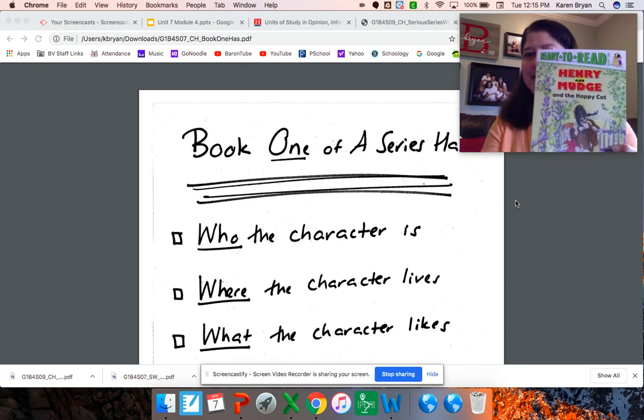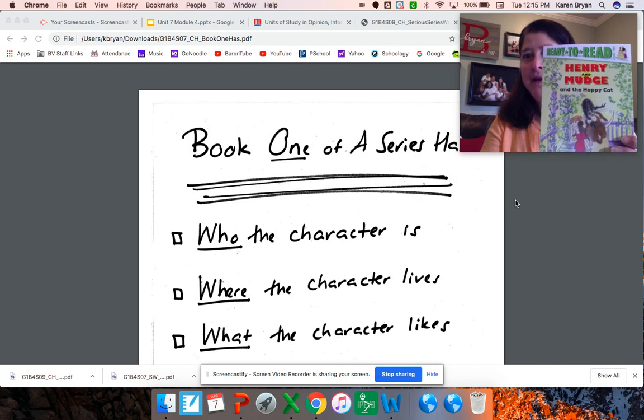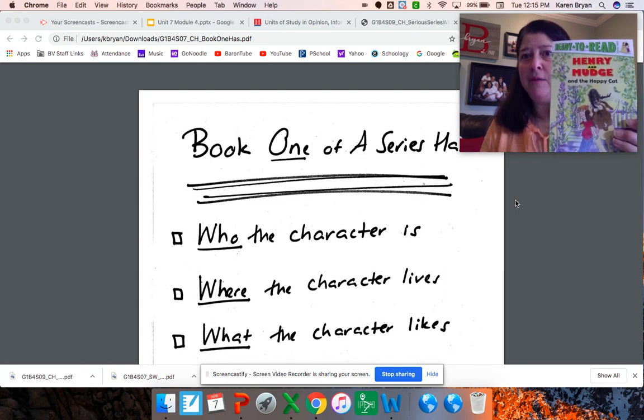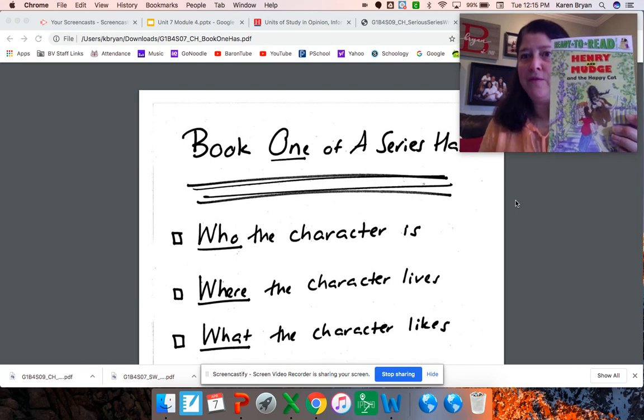We know that this isn't the only Henry and Mudge book that this author wrote. He's written probably 20 or 25 stories about Henry and Mudge. So we would call this a series, a Henry and Mudge series. So this is one of our favorites, but I'm going to show you a couple more.